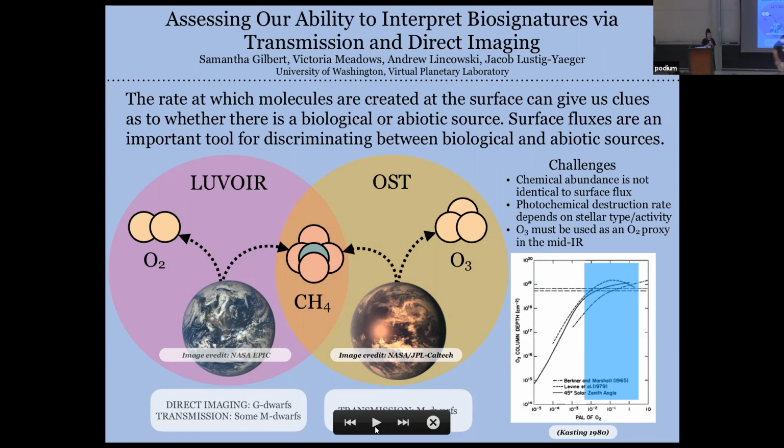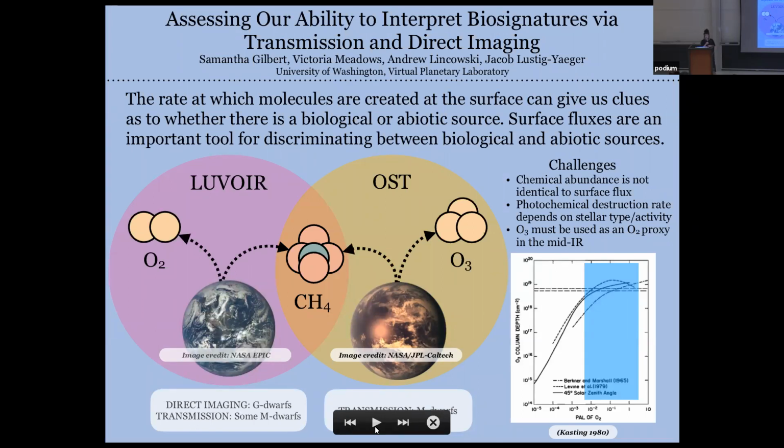Hi, I'm Samantha Gilbert. I'm a grad student at the University of Washington, and I'm studying interpreting biosignatures with future instruments. In searching for life on other worlds, it's theorized that the smoking gun we're looking for is the simultaneous detection of methane and oxygen. And the rate at which these molecules are created at the surface can actually give us clues as to whether they come from life or not.